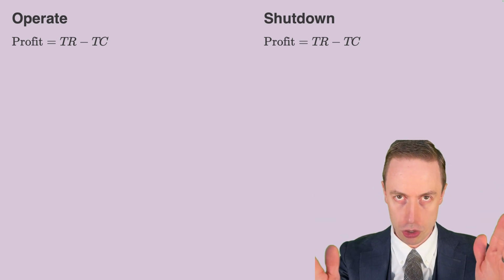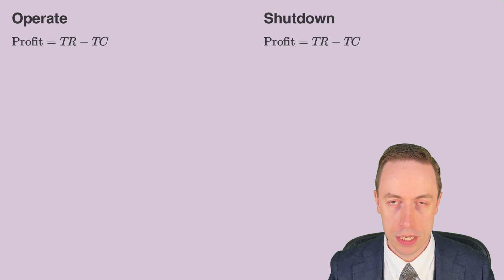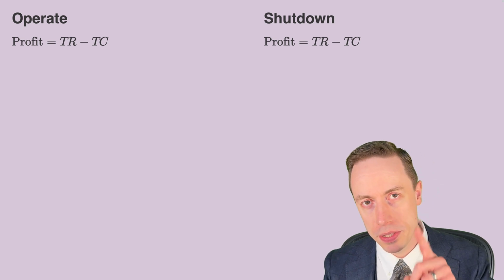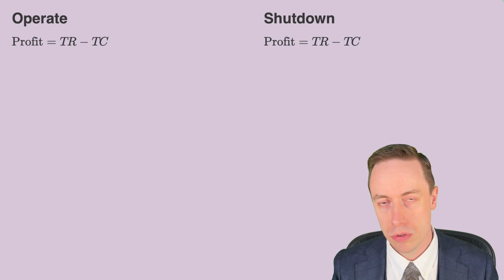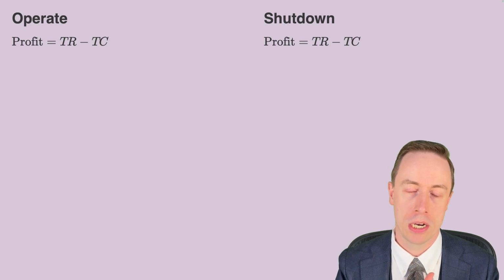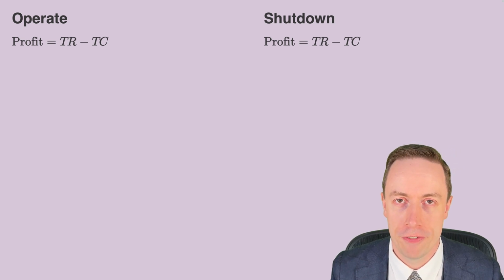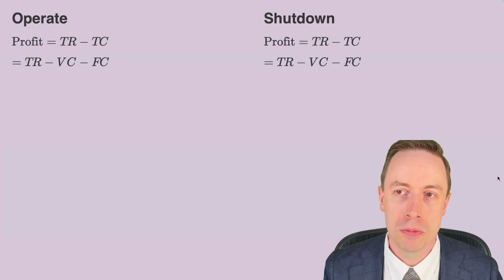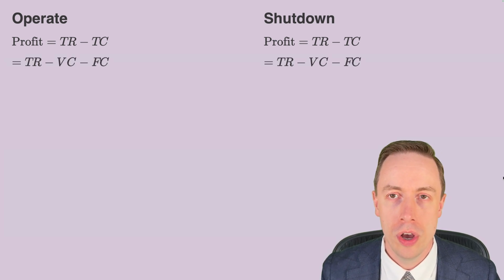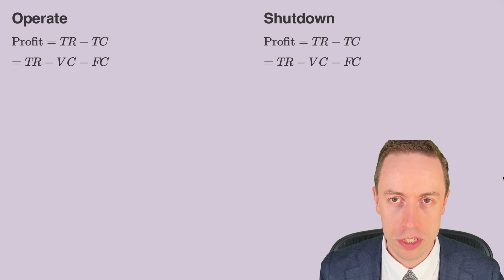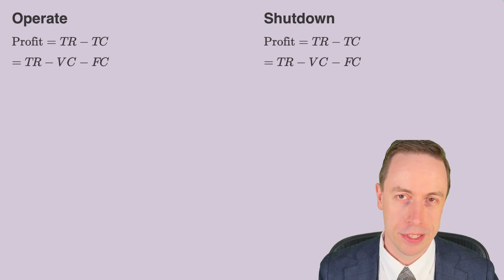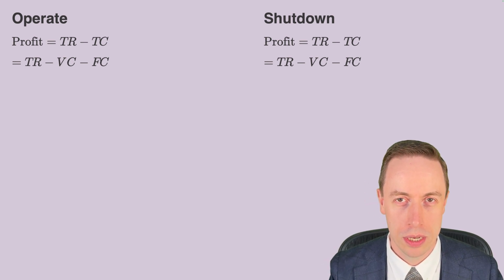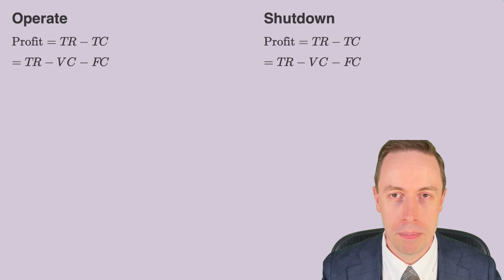So under both conditions, operate or shut down, profit is, of course, total revenue minus total cost. But let me split that up a little bit, because as I mentioned, it's really important for the shutdown rule to think about that fixed cost and how it behaves under our two alternatives. So let me split up our total cost into variable cost and fixed cost. Convince yourself, it's still the same formula. Profit is total revenue minus variable cost minus fixed cost. And now let's plug in some numbers.